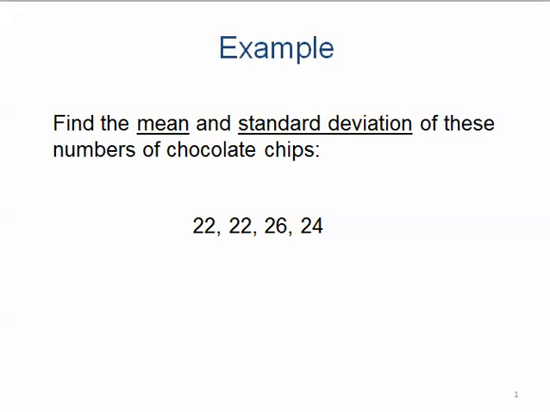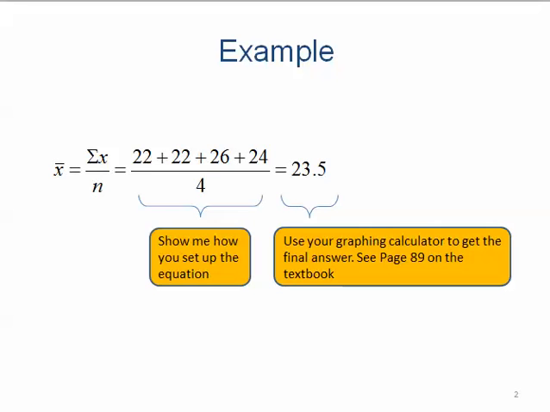Okay. So let's use this simple data set to illustrate what kind of work I want to see in the test. So we have a data set of just 4 observations. So to find the mean, we start with the formula. Basically, you add up all the observations and divide it by the total number of observations. So I do want you to set up the equation just like this. And then for the final answer, the 23.5, you can use the function in your graphing calculator. So you can find the instruction on page 89 on the textbook.